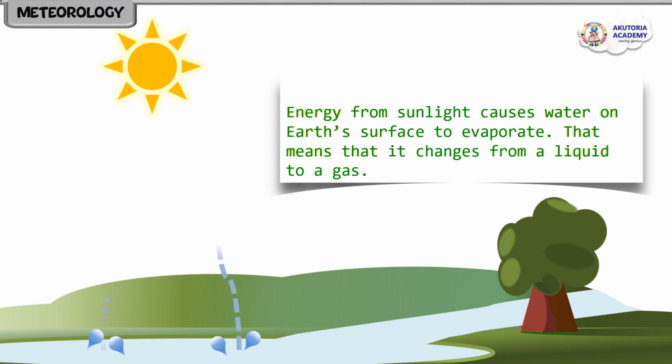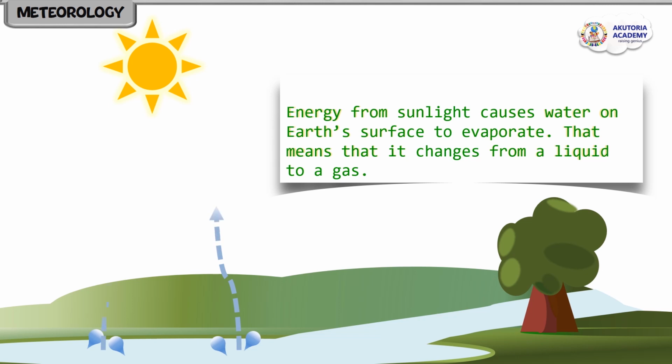So water found in rivers, oceans, seas, streams, anywhere water is found on the surface of the earth, this energy from the sun can make that water evaporate. Even heat from your stove or your burner can also make water evaporate. When the water evaporates, when it changes from liquid to gas, it moves to the atmosphere.